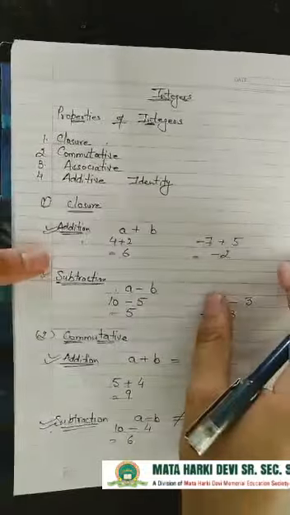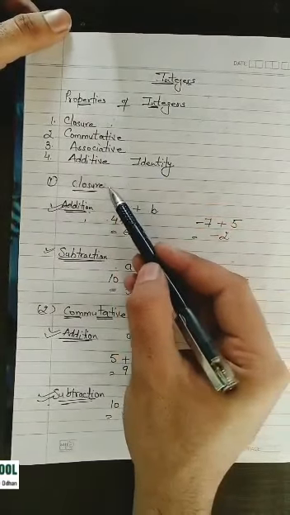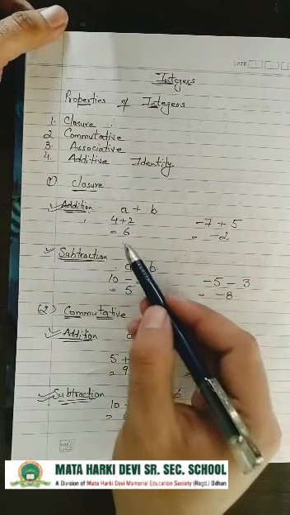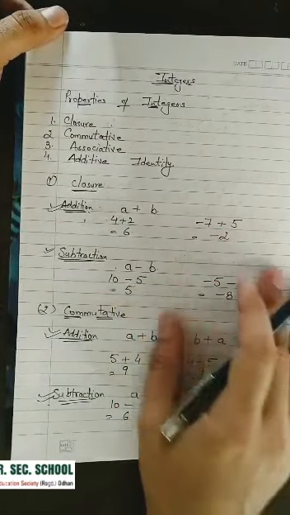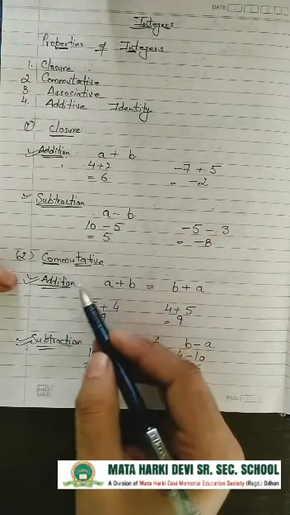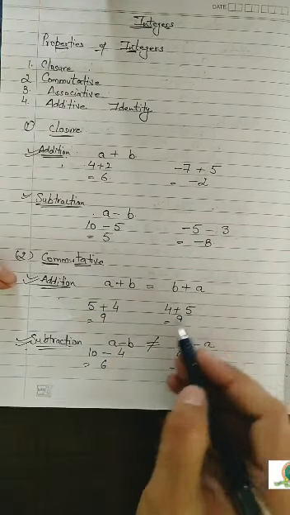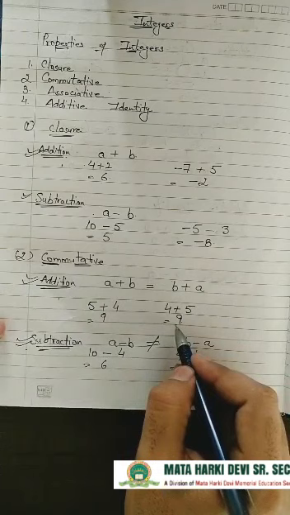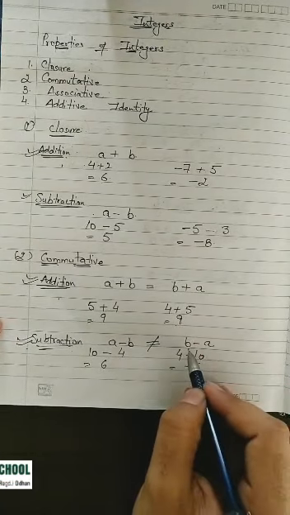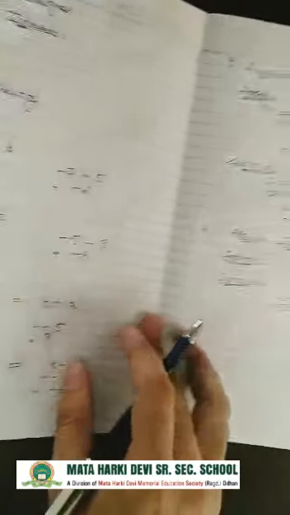So let us revise again all the four properties. In case of closure property, this is applicable for both addition and subtraction because we got the result as an integer in both the cases. For commutative property, it is applicable for addition because when we change the position of integers, we got the same result. But that was not the case for subtraction. We got a different result when we changed the position of the integers. So we can say subtraction is not commutative.